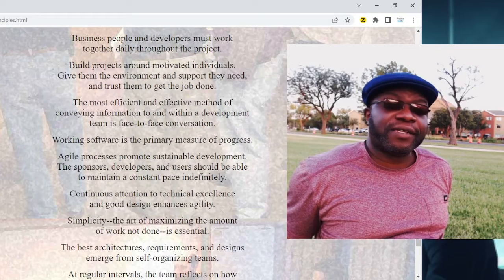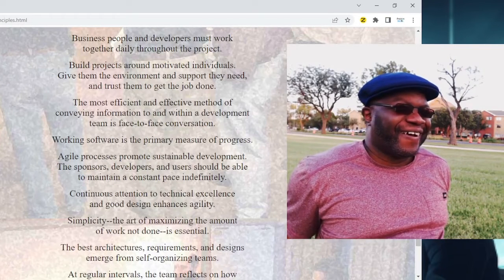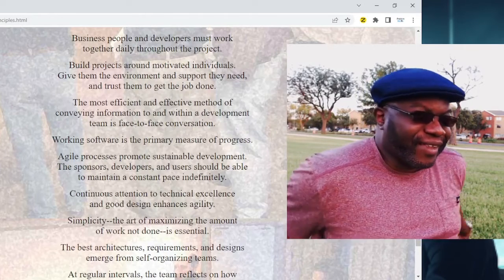I said, that isn't really Agile. That is not an Agile thought. Let's find how we can enjoy working together.